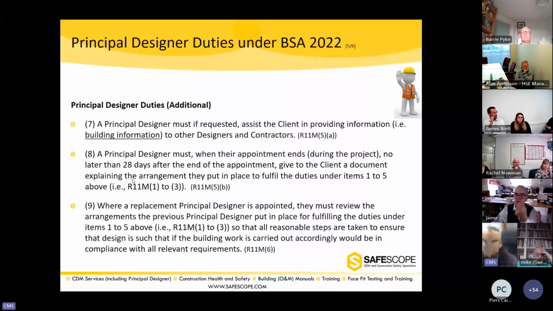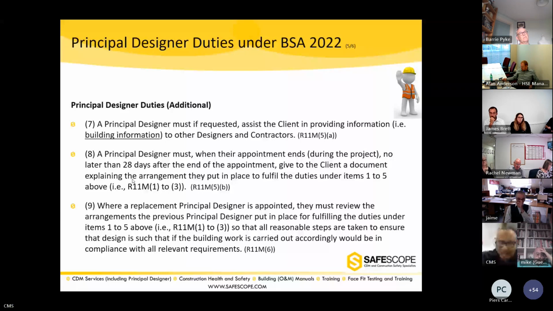A principal designer must, when the appointment ends, and that's where again it gets very difficult, bear with me. If a principal designer's appointment finishes halfway through or three quarters of the way, they can't just walk away from the project. Within 28 days of the appointment ending, they have to give a document to the client to say, Mr. Client, here's the document which says how we comply with our duties so far as required under the Building Safety Act, and they have to give that document in writing.